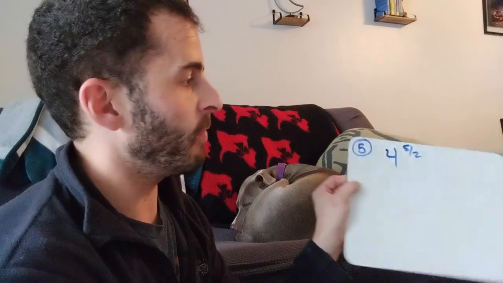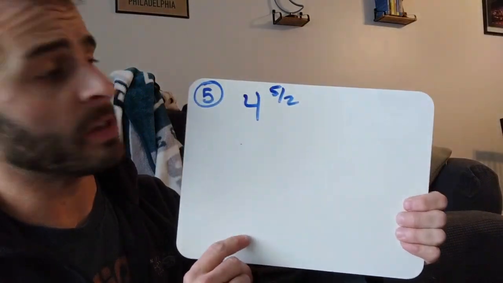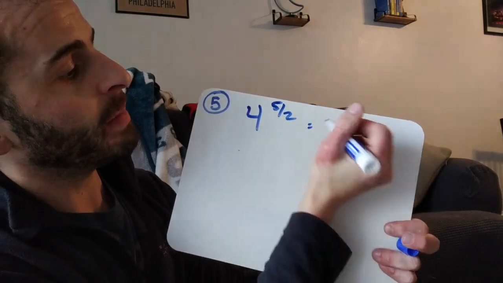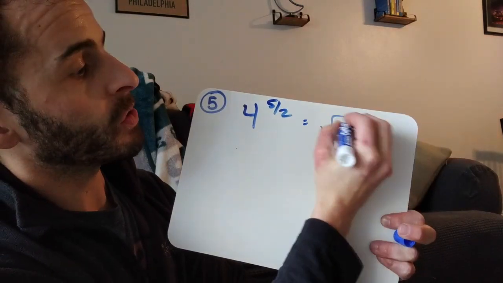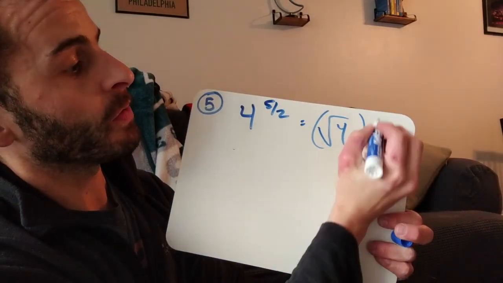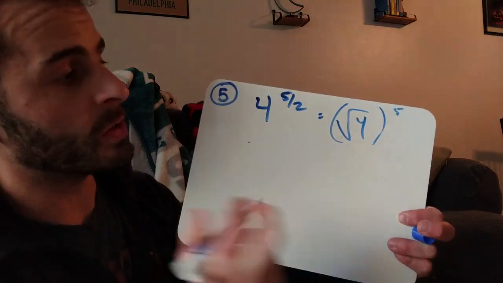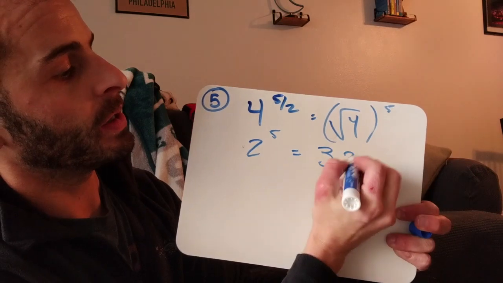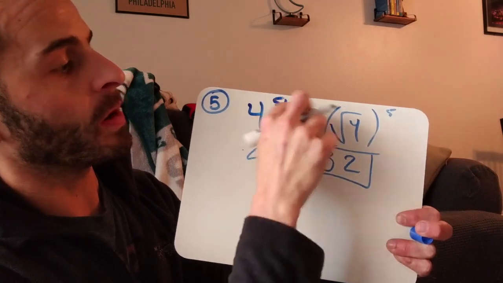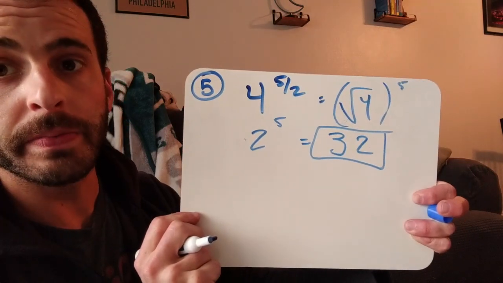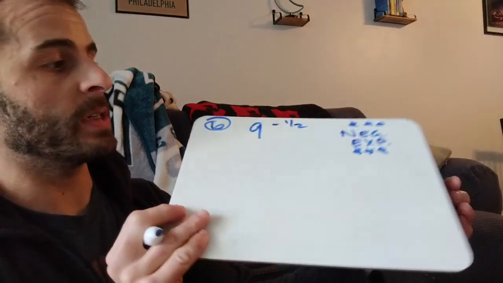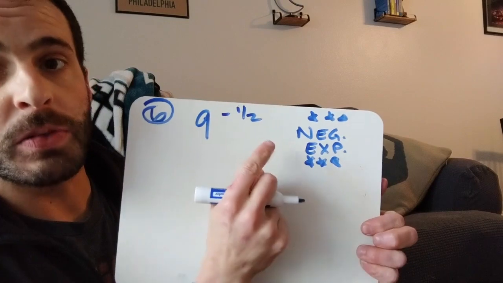So let's do number 5. Number 5 says 4 to the 5 over 2 power, 4 to the 5 halves power. So that means I'm looking for the square root of 4, and then I'm going to raise it to the 5th power. All right, what's the square root of 4? Well, it's 2. And what's 2 to the 5th power? It's 32. So 4 to the 5 halves power is 32. Simple as that.